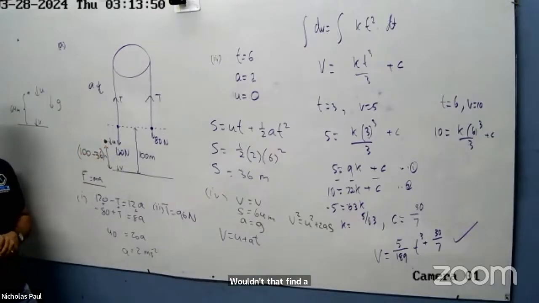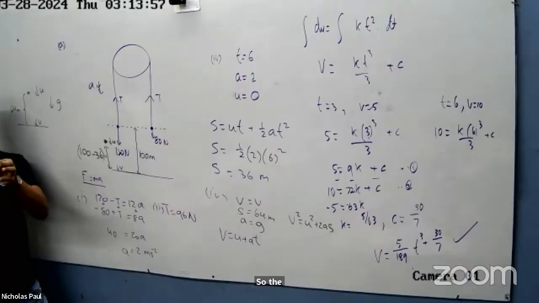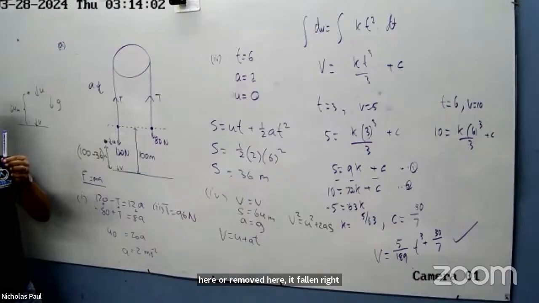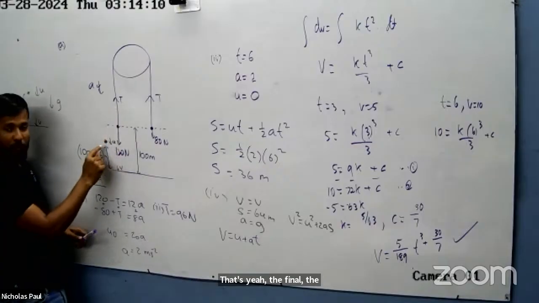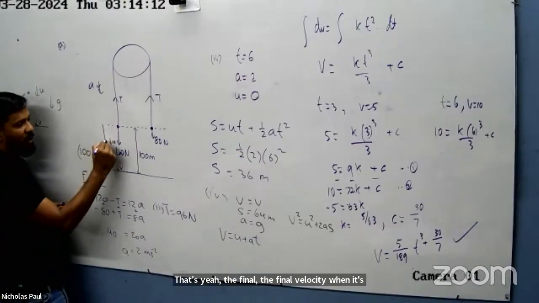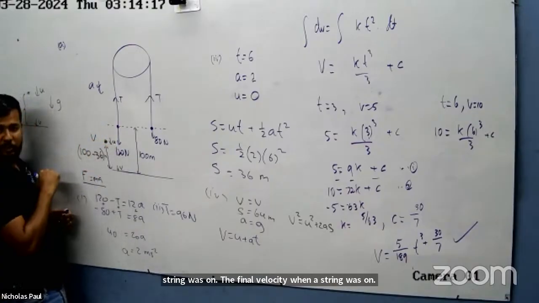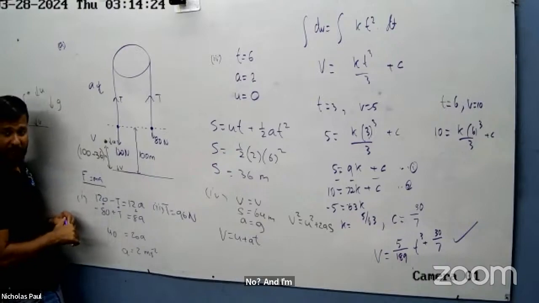So the particle is falling, and when the string bursts or is removed here, it keeps falling, right? And it will continue to fall with that last velocity. The final velocity when the string was on is now the initial velocity when the string is off. Kind of making sense?